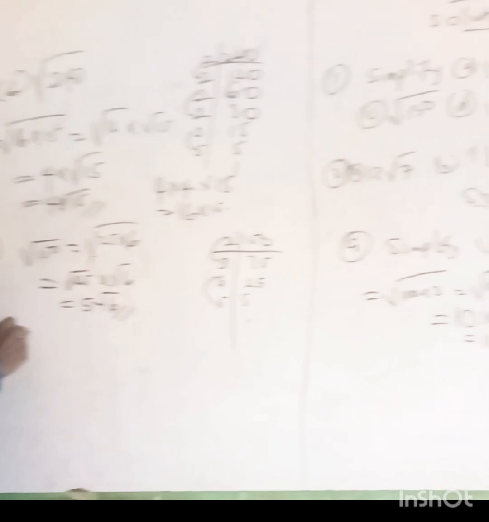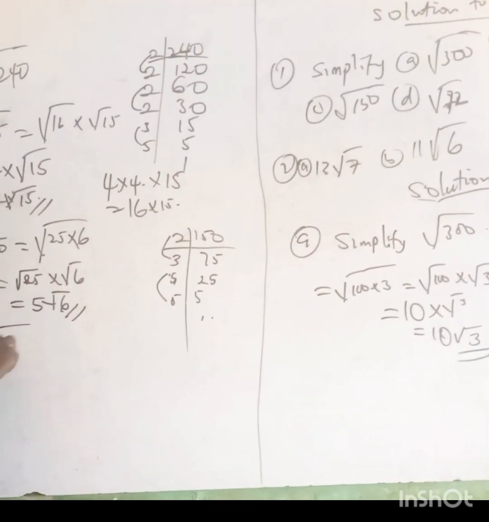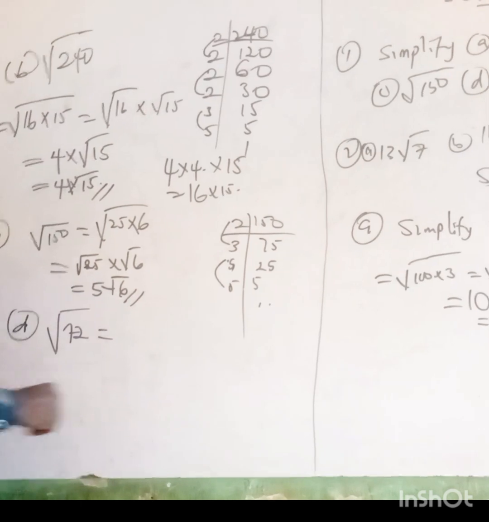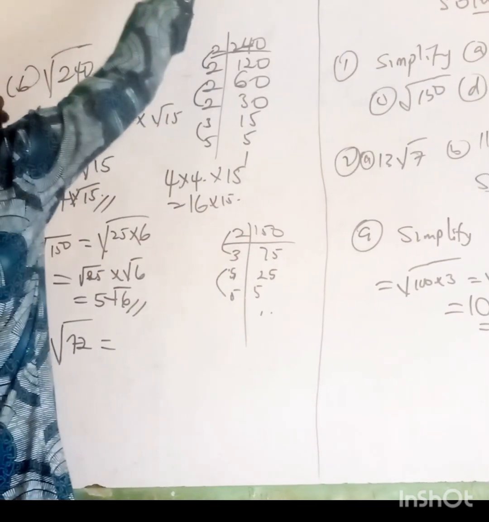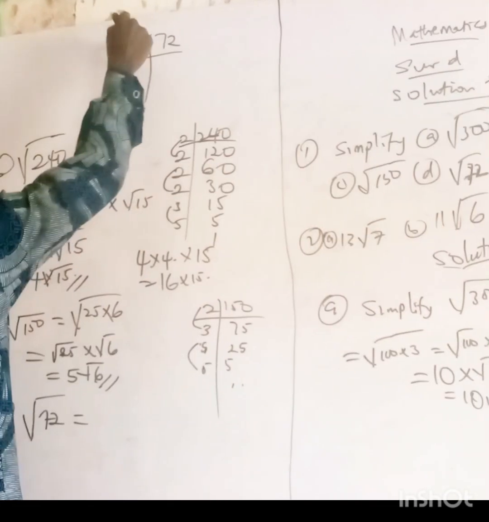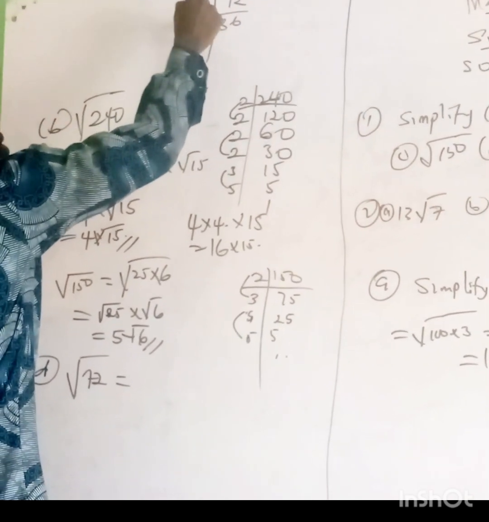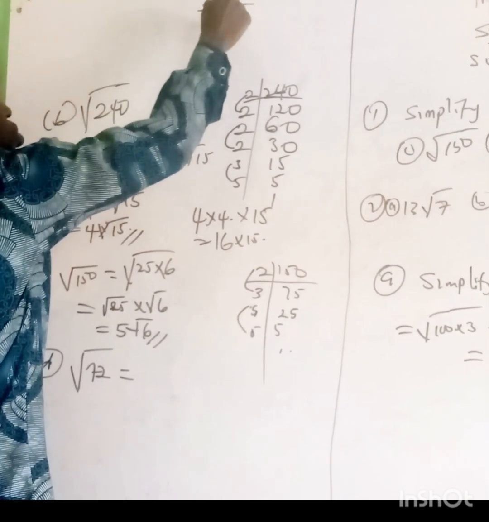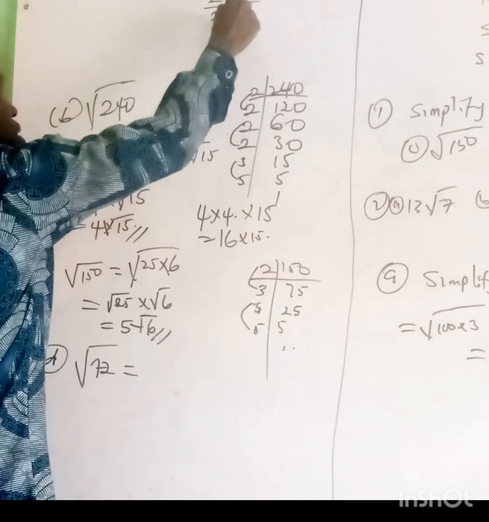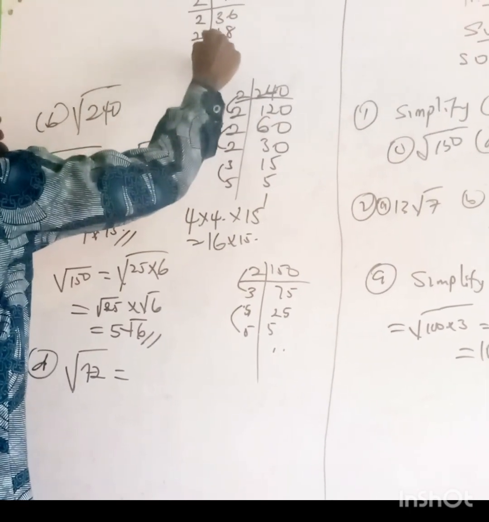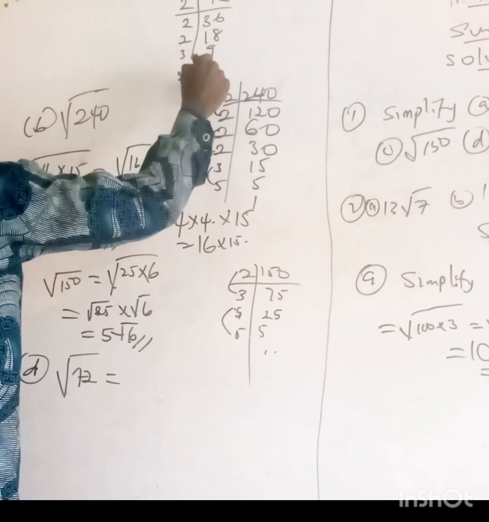Alright, the last one, that's number 1, is root 72. Now, don't forget the usual approach. 72 gives 2 times 36, then 2 times 18, 2 times 9, 3 times 3, 3, 1.